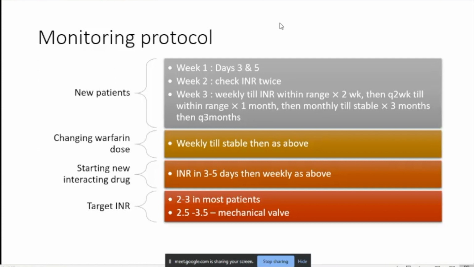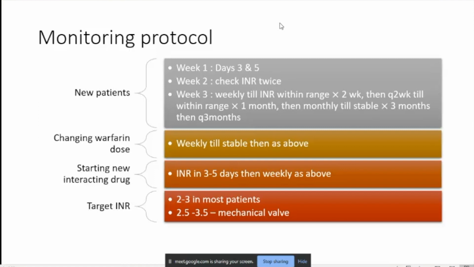So what if we change the warfarin dose? We do it weekly till the patient is initiated, right? Now there is a change in the warfarin dose. The doctor has decided to increase the warfarin dose. After changing the warfarin dose, we monitor the INR weekly until it stabilizes. Then we go back to the week 3 procedure, where we do weekly for 2 weeks, then every 2 weeks for 1 month, then monthly for 3 months.